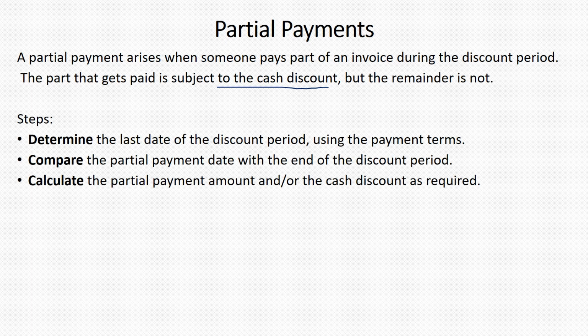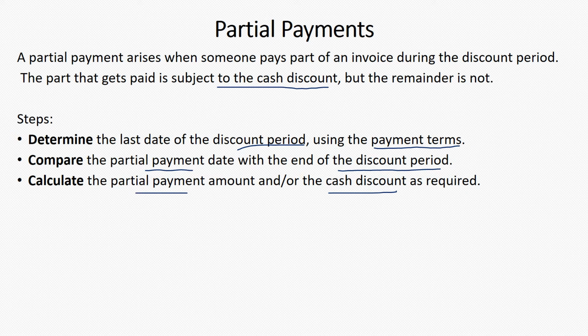Now the steps to calculate partial payments or cash discounts are: determine the last date of the discount period using the payment terms. Then compare the partial payment date with the end of the discount period and see if the cash discount is applicable or not. Third step is to calculate the partial payment amount or the cash discount as required.